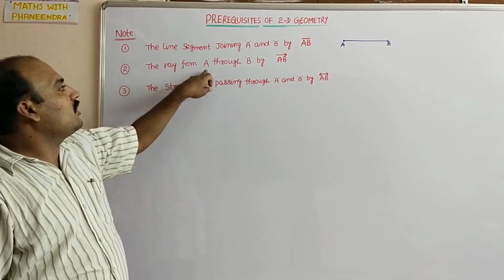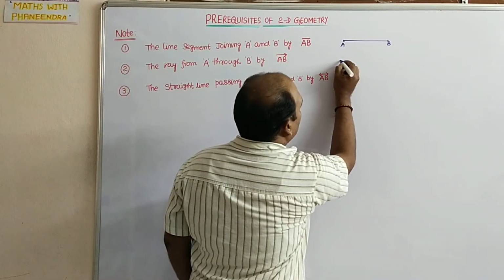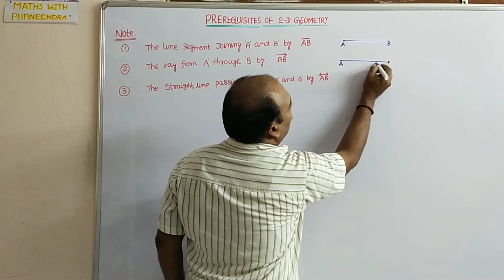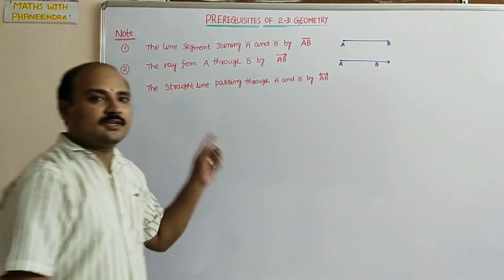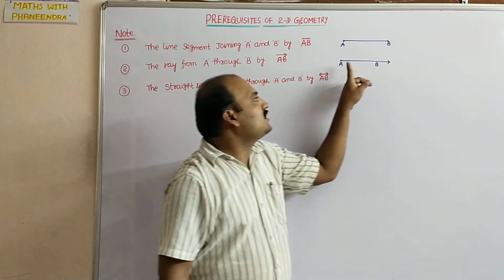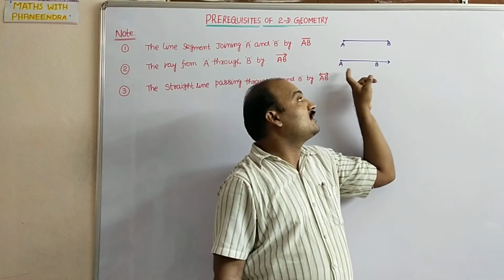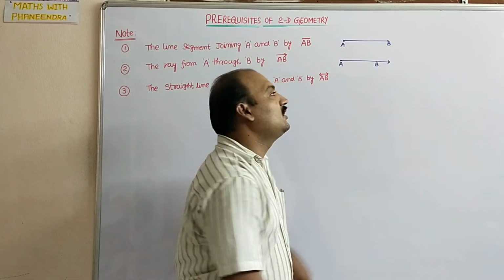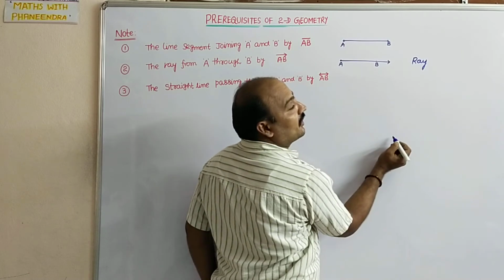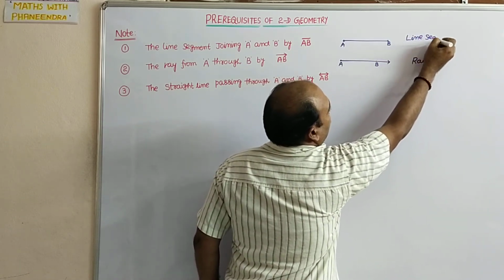Next, the ray from A through B is denoted by AB. That means the initial point is A and it is passing through the point B. So there is no end at all. This is the initial point, initial position A. There is no end at all. This ray is passing through the point B. It is called the ray. AB ray. This is a line segment.